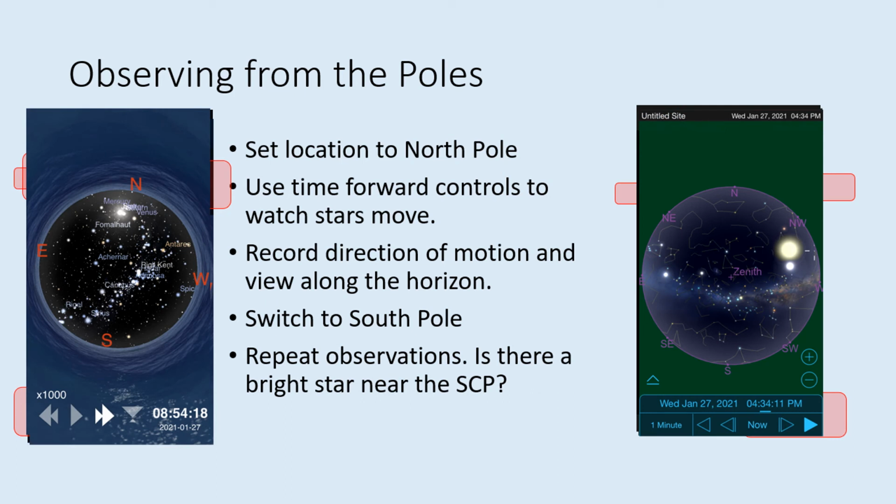Discuss whether you see another bright star close to the South Celestial Pole similar to the one close to the North Celestial Pole. Again, you may have to zoom in to the point the sky is rotating around to see if there is a bright star there.